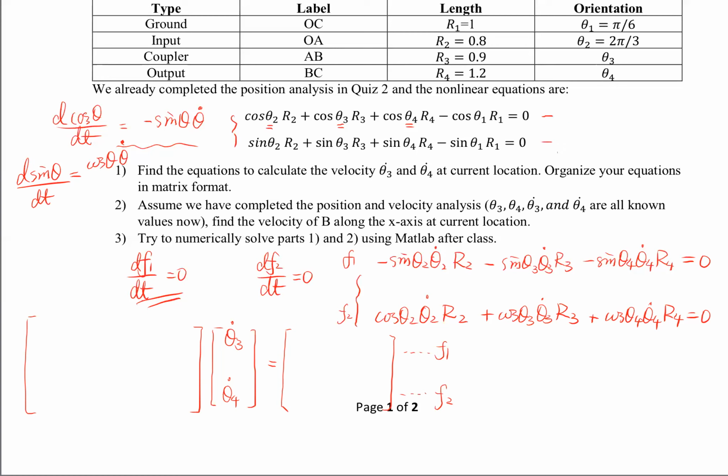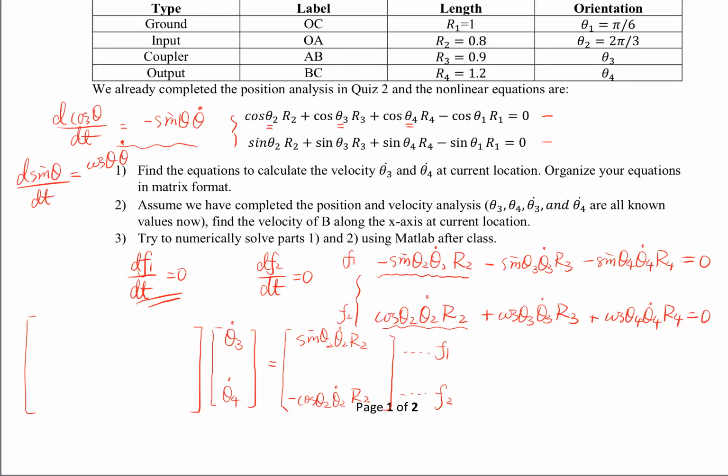All right, so let's find all the constants. All the terms that have theta 2 in them, that's our constant. Because we move this term to the right-hand side, negative becomes positive. That's sine theta 2, theta 2 dot and R2. The same thing applies to the second equation. We find this constant term, kick it to the right-hand side, and that becomes negative cosine theta 2, theta 2 dot, R2. So that's the constant.